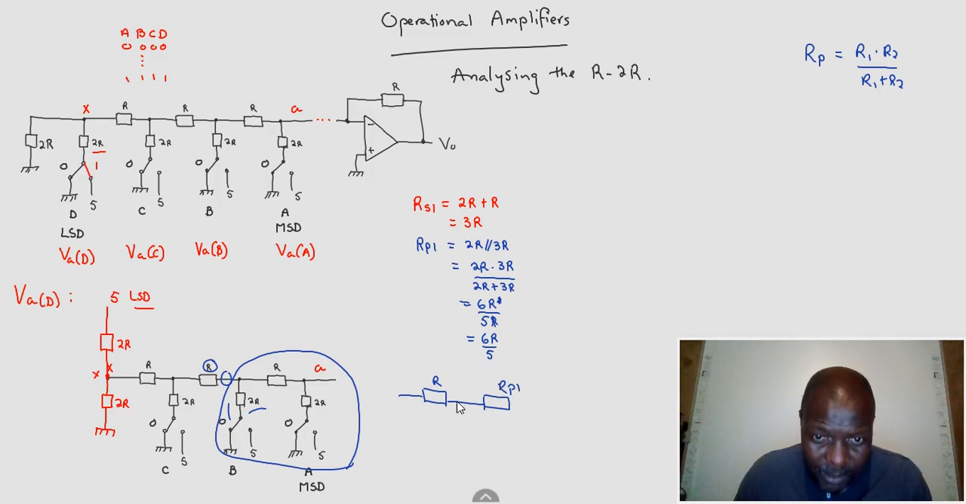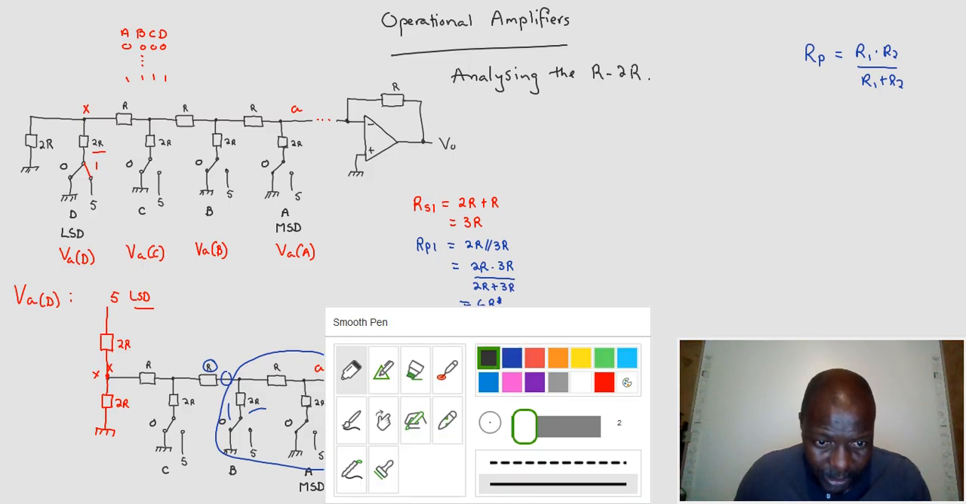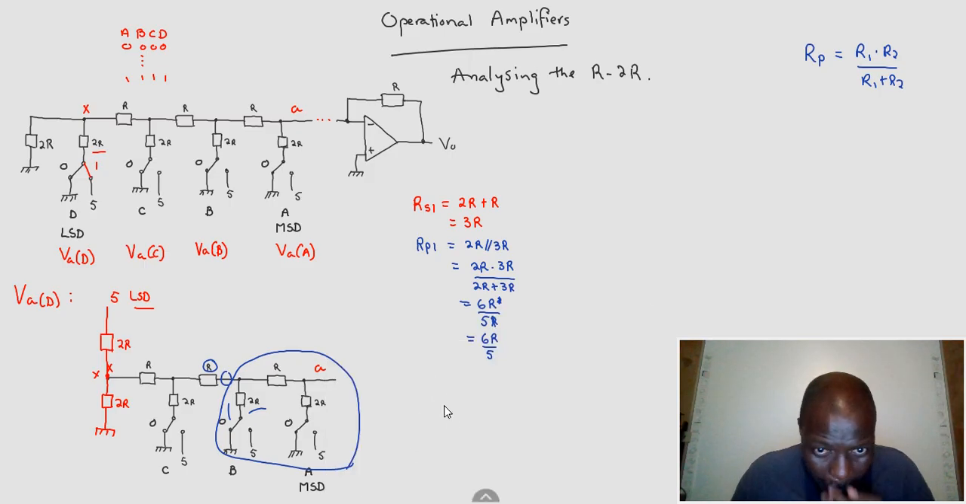So what do we have to do here? We have to add this now. So we go ahead and add. What are we going to call it? We are going to probably use a different color. We are going to call it R series also because it's a series resistor. We can't call it just R series because this is R series 1. We need to call it R series 2, which means adding that R to that parallel network. So that will be R plus that parallel network, which is 6R over 5.